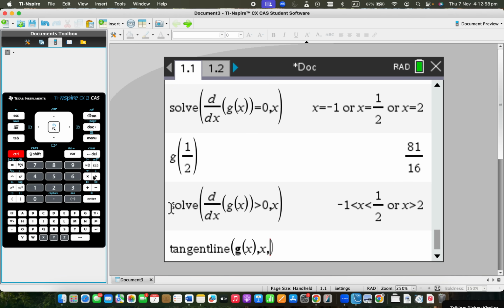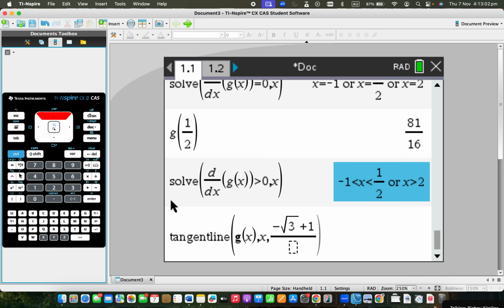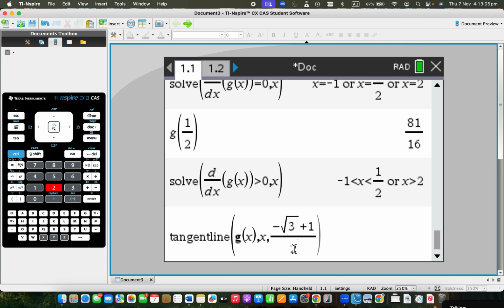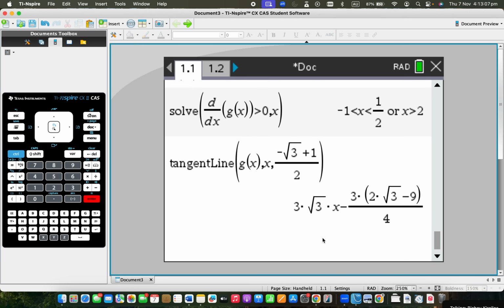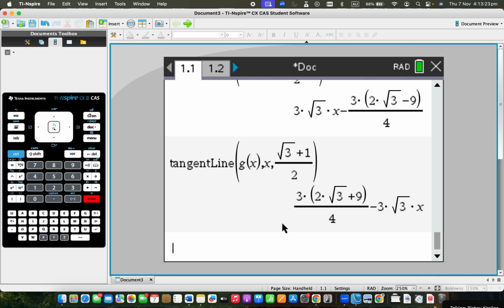that point, which was -√3 plus 1 over 2, and that gives that. So you can write 3√3 x minus 3 times 2√3 minus 9 over 4 is equal to, and then the other point was +√3 plus 1. So equal to 3 times 2√3 plus 9 over 4 minus 3√3 x.